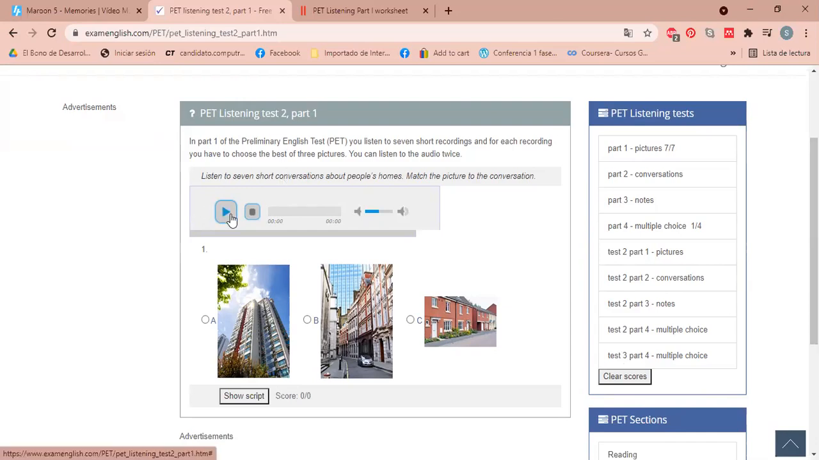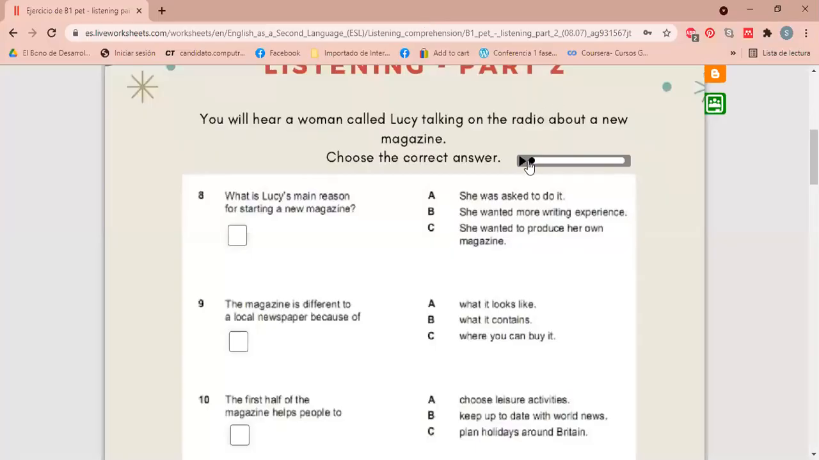Where do you live, Carol? I have a flat on the north side of town. Now turn to part 2, questions 8 to 13. You will hear a woman called Lucy talking on the radio about a new magazine. For each question, put a tick in the correct box. You now have 45 seconds to look at the questions for part 2.